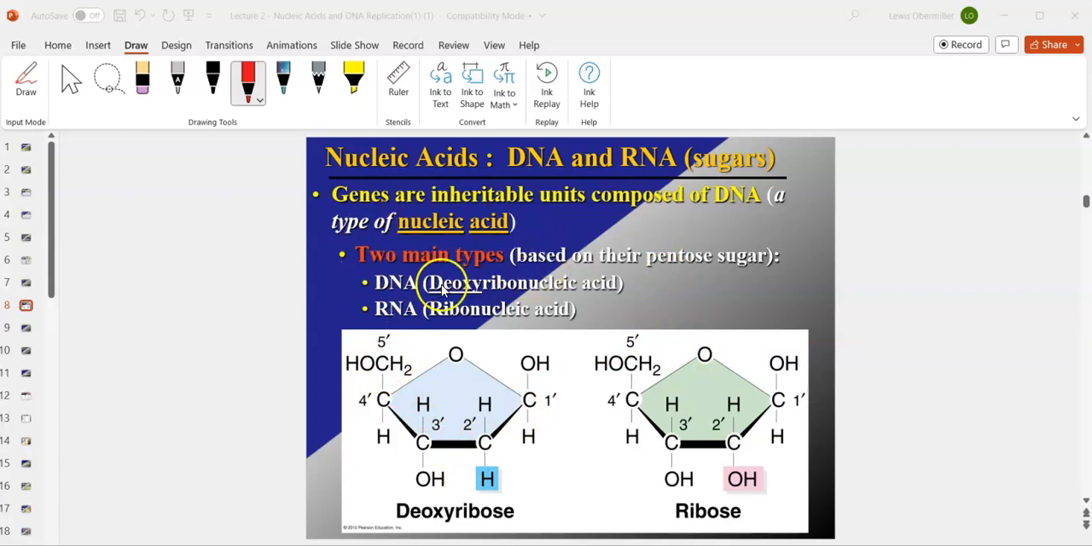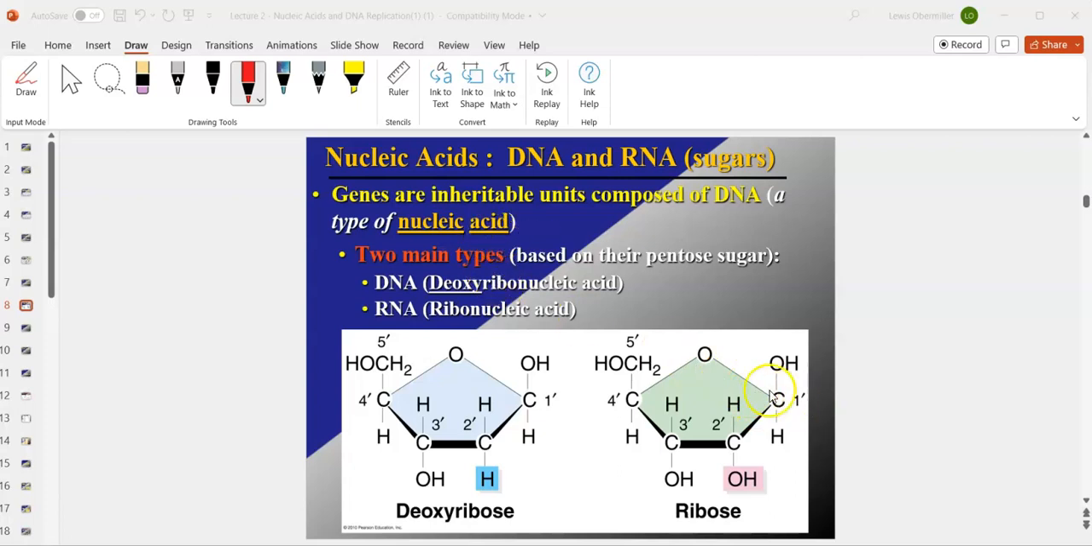So there are two main types of nucleic acids. They're based on their pentose sugar, right? So we have a 5 carbon sugar, and then we number that clockwise from the oxygen: 1, 2, 3, 4, 5. So on the number 2 carbon, there's this hydroxyl group. On the number 3 carbon, there's also a hydroxyl group. And so this is ribose, right?